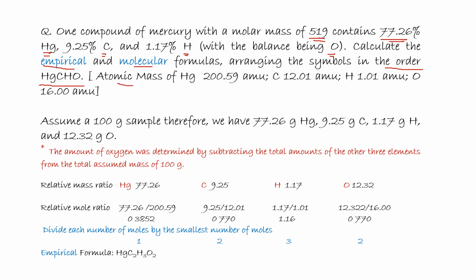Given atomic mass for mercury 200.59, carbon 12.01, hydrogen 1.01, and oxygen 16.00. Well, assume a 100 gram sample, then we have 77.26 gram mercury, 9.25 gram of carbon, 1.17 gram of hydrogen, and the rest of 100 will be 12.32.